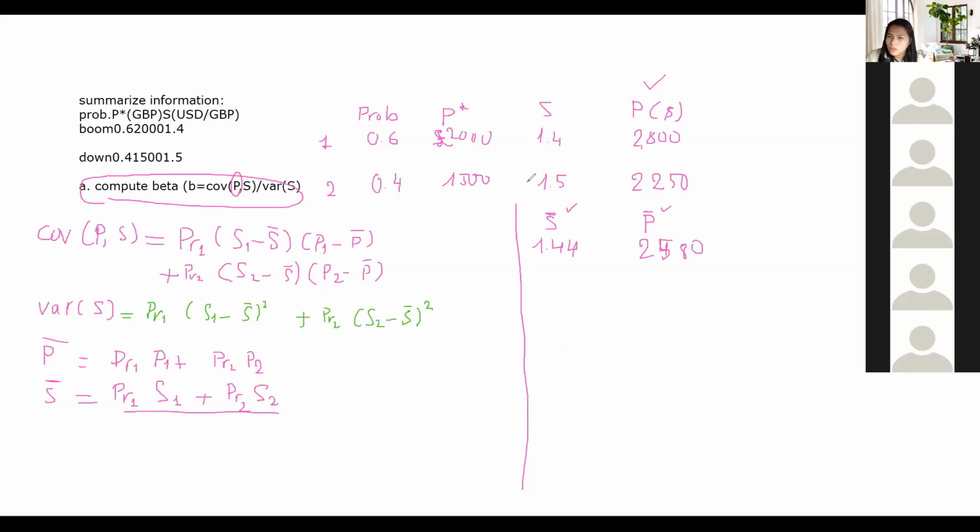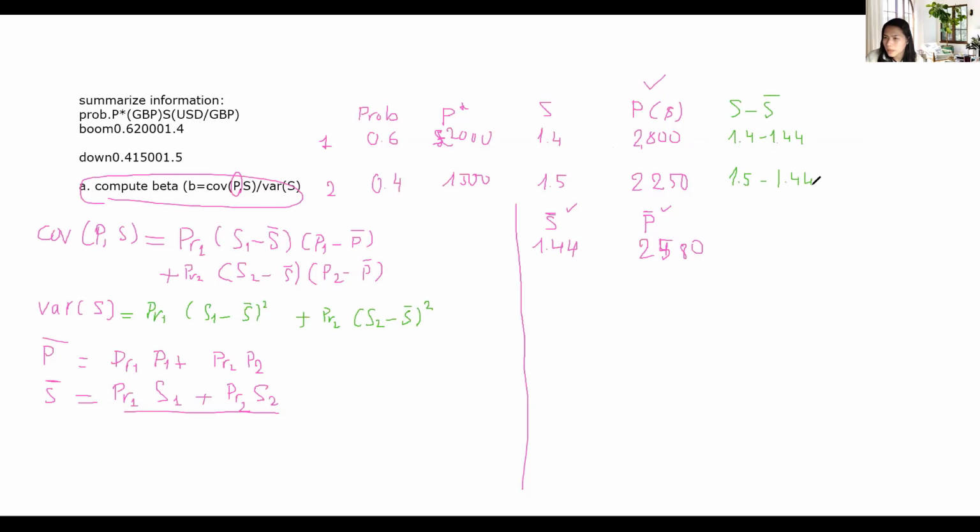So if I'm doing this on Excel, I'm going to create a new column for S minus S bar. For this particular cell, I'm going to have 1.4 minus 1.44. And then for the second scenario, I'm going to have 1.5 minus 1.44. So that will help simplify the calculation a lot. Of course, you can use the calculator as well, but I think Excel is a little bit easier.